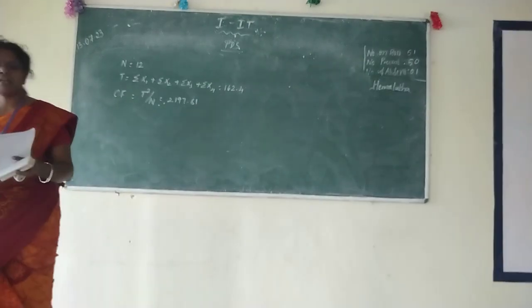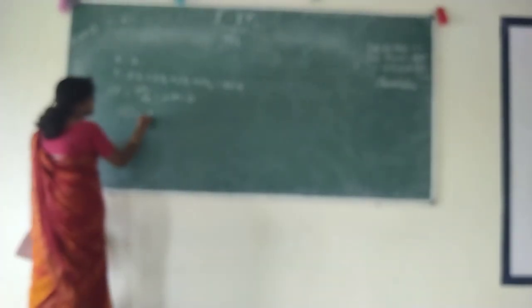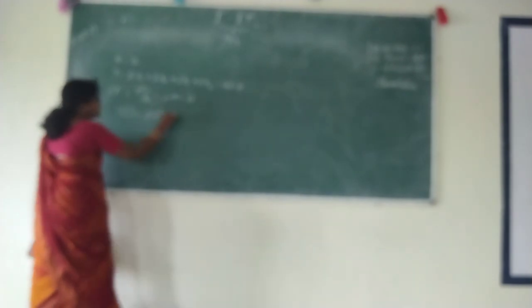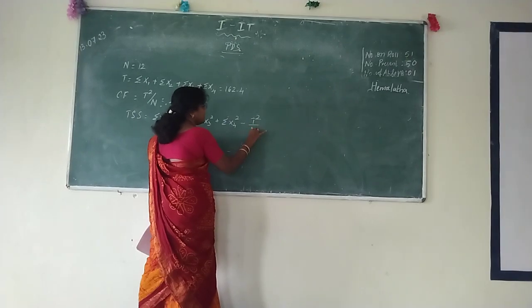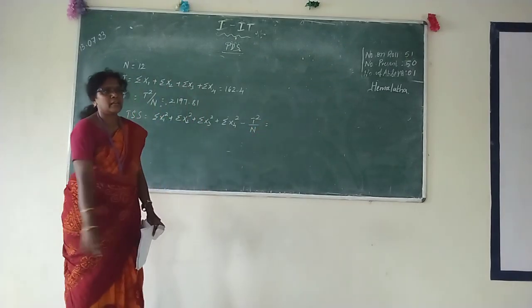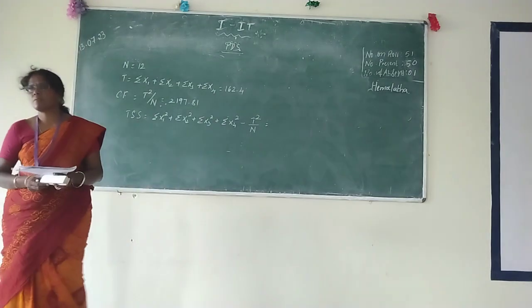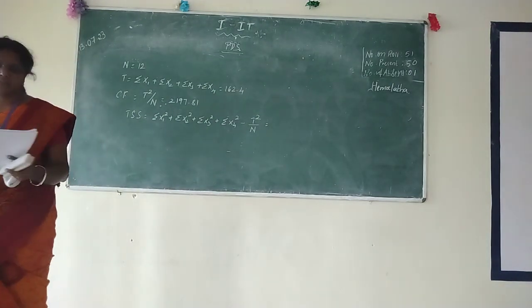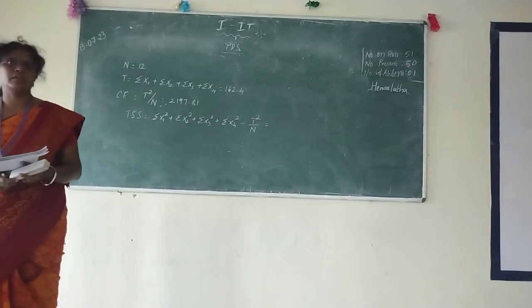What is the next one you have to find? After the correction factor, TSS. So write TSS is equal to summation of x1 square plus summation of x2 square plus summation of x3 square plus summation of x4 square minus T square by N. Do it in your calculator and get the answer. You know all these totals. Find what is TSS. Substitute the squares total.